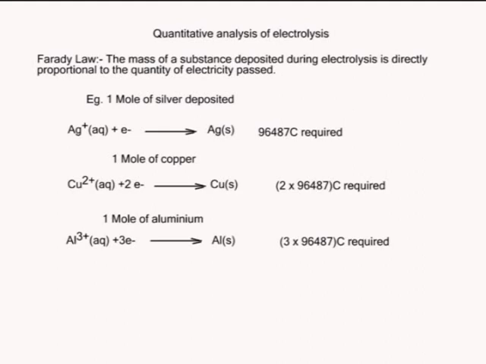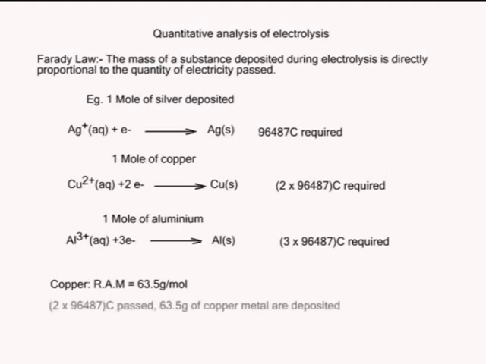So for copper with a relative atomic mass of 63.5 grams per mole, when 2 Faradays, or 2 times 96,487 coulombs, are passed, 63.5 grams of copper metal are deposited. That is 1 mole of copper.